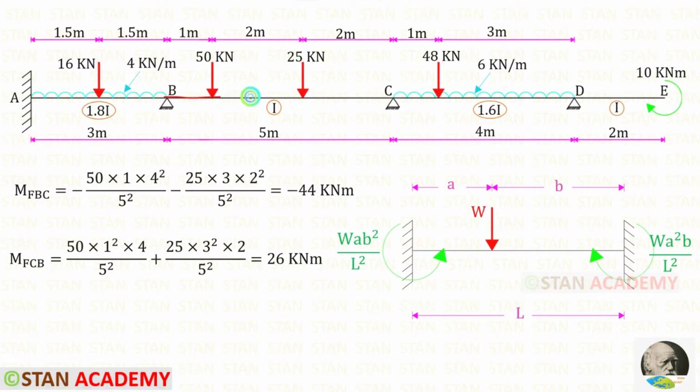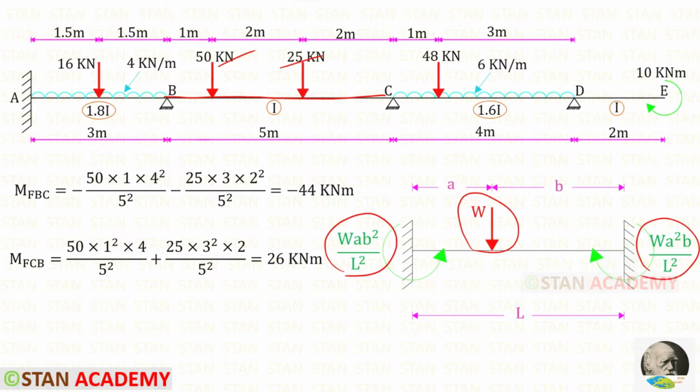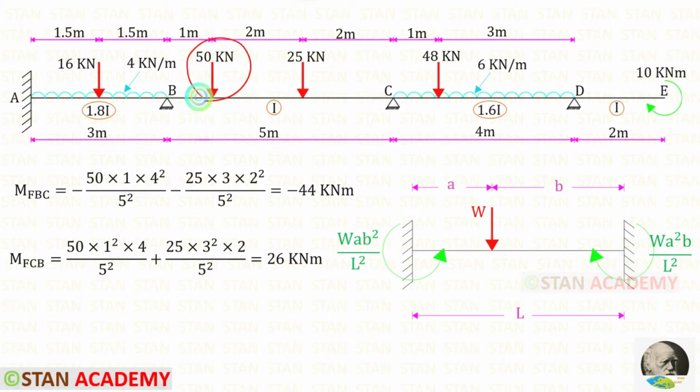Now let us take the span BC. In the span BC, there are two eccentric point loads, 50 kilonewton and 25 kilonewton. If in the fixed beam there is an eccentric point load, the formulas to find the fixed end moments are WAB square upon L square and WA square B upon L square. First, let us take this load. Here W is 50, A is 1 and B is 4. Let us apply them and L is 5.